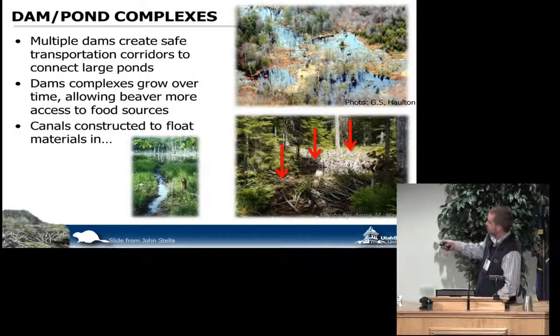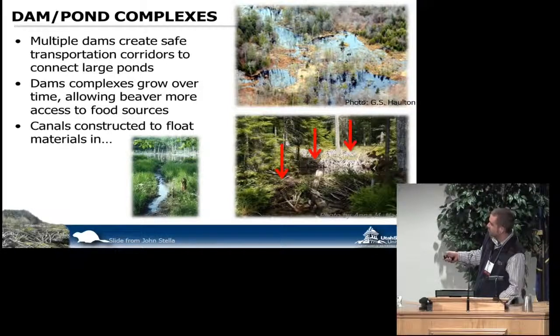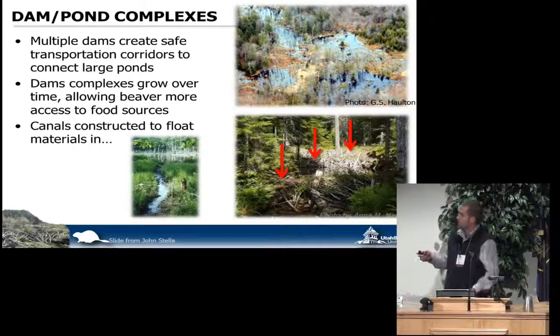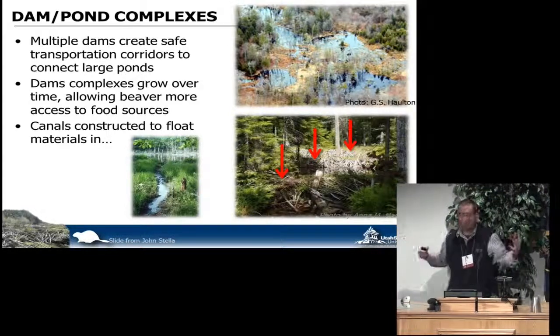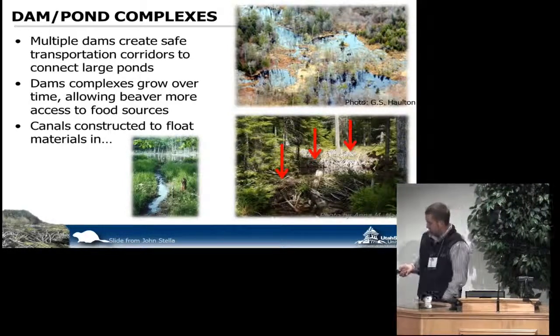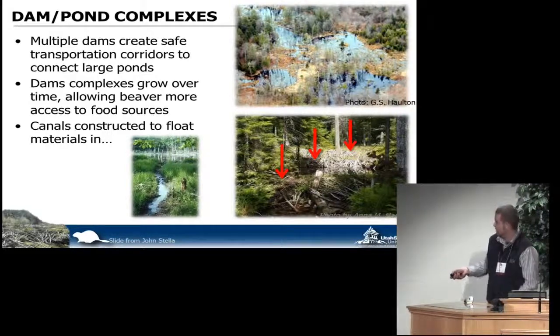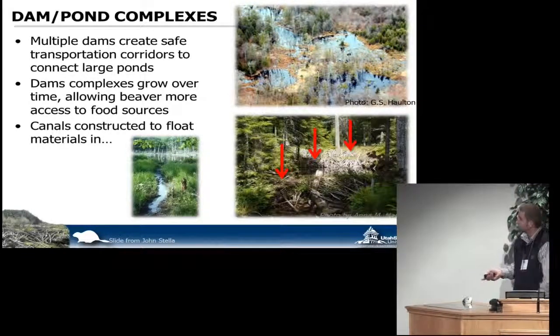And we tend to see them building these big dam complexes where they'll flood out a big area, which will kill a bunch of trees, and they'll build a bunch of dams in series. So here's one dam, two dams, three dams. And what they're doing when they do that is they're expanding their range. They're making it easier to bring materials down into that territory. And they'll even go as far as digging canals laterally from these systems.